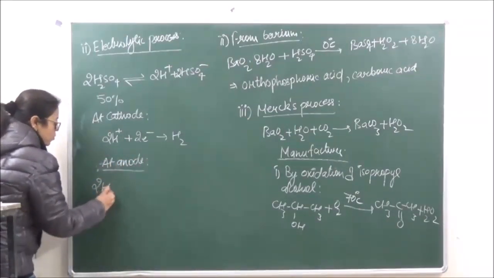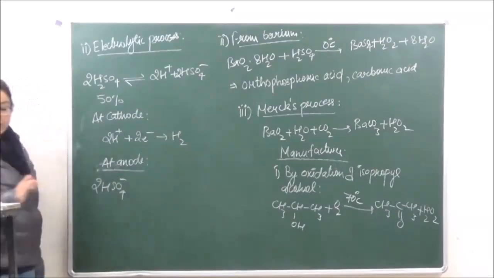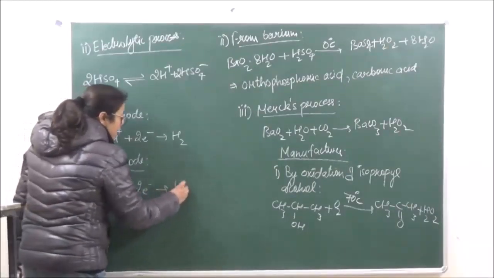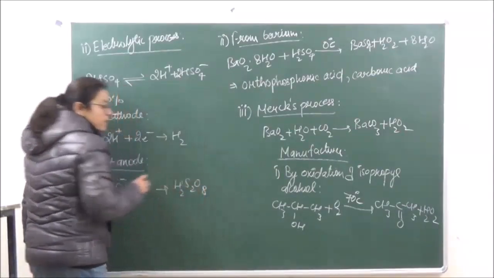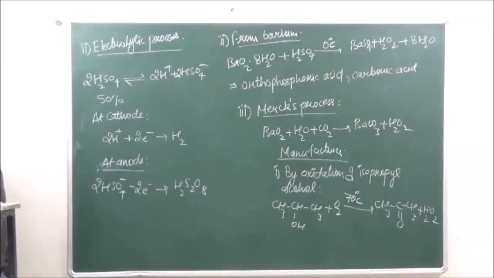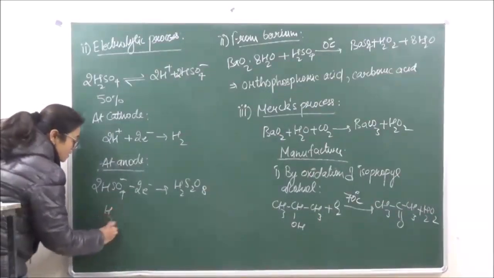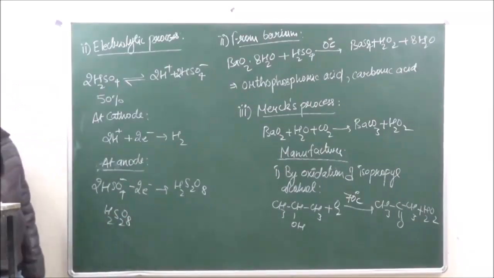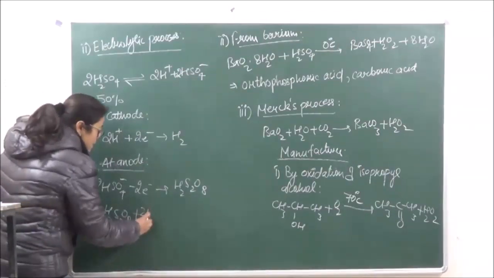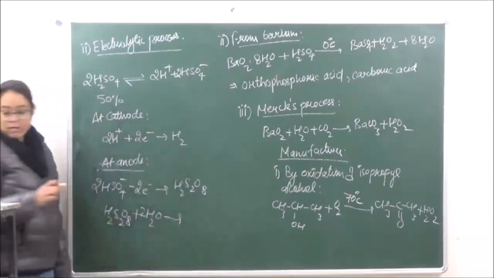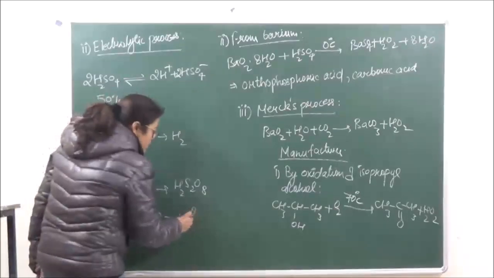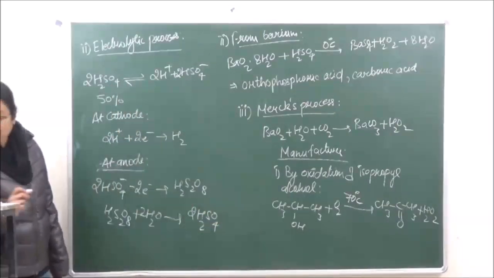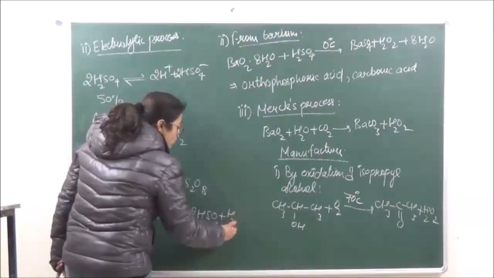Reaction at the anode, it is going to be 2HSO4 negative. This is going to lose 2 electrons to give us H2S2O8. Now this H2S2O8 can be hydrolyzed to give us 2H2SO4 plus H2O2.